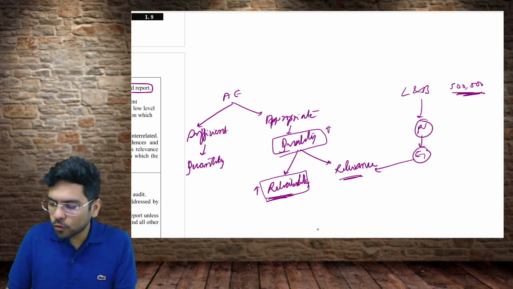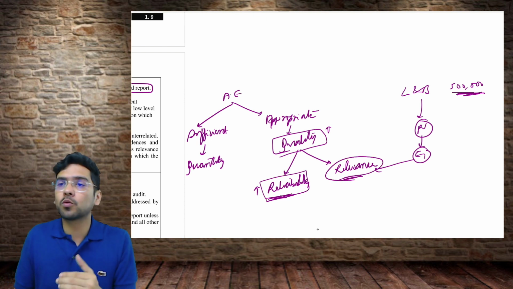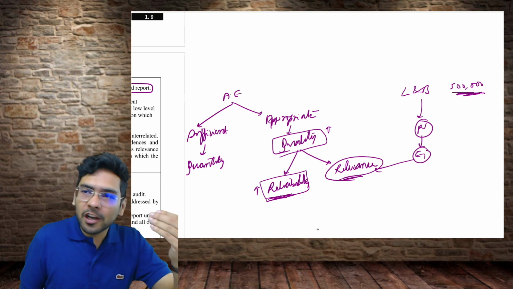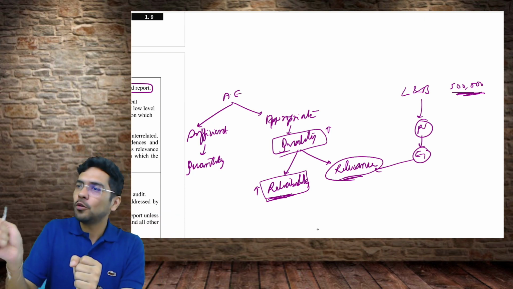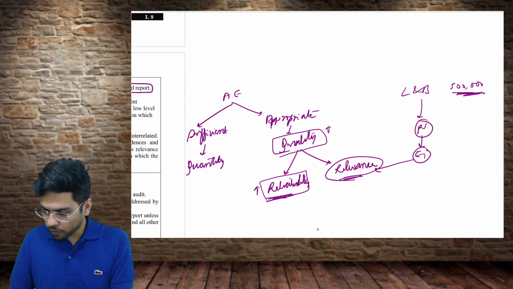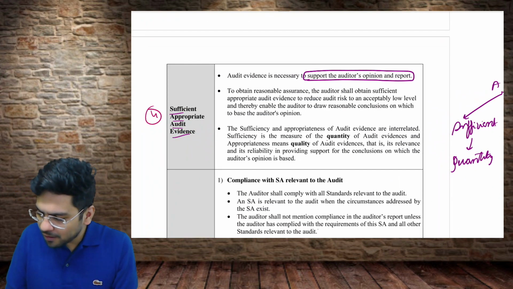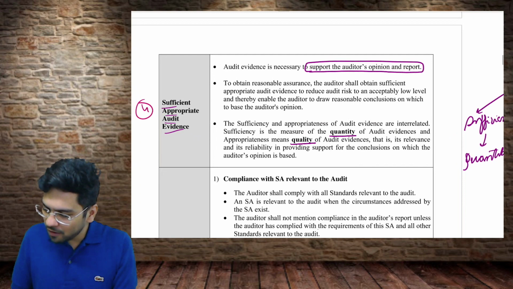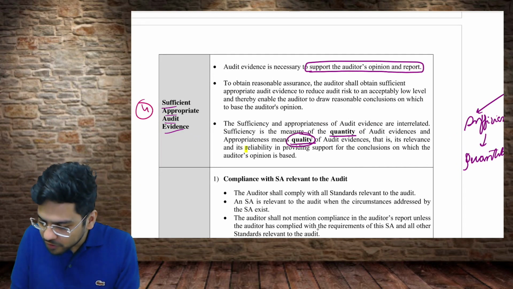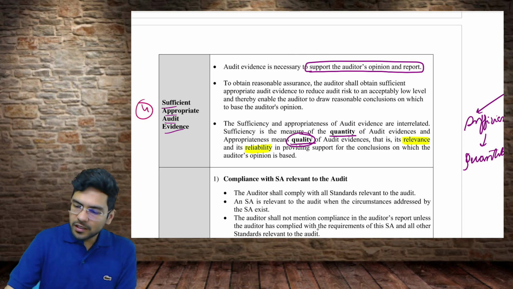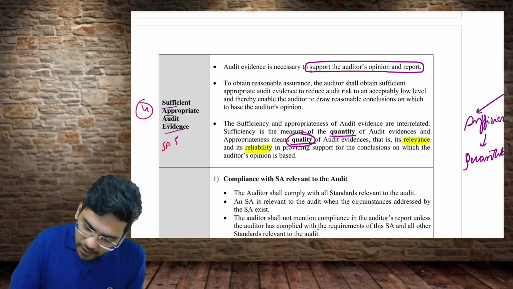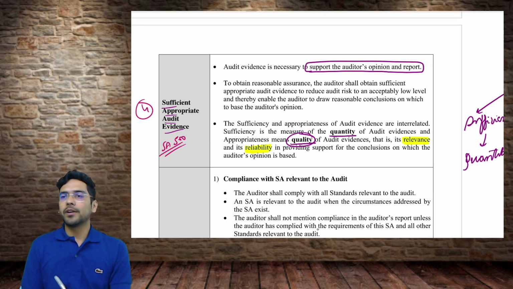So what I'm trying to tell you is that for the quality of audit evidence, we have two factors to consider. One is reliability, and the second one is the assertion that you are trying to test. The procedures that you apply should be relevant to the assertion that you are trying to test. Anyway, so we have 2 points here: quantity and quality. And then under quality, what are the two words? We have reliability and relevance. Don't worry, this is something which we are going to cover in SA 500.